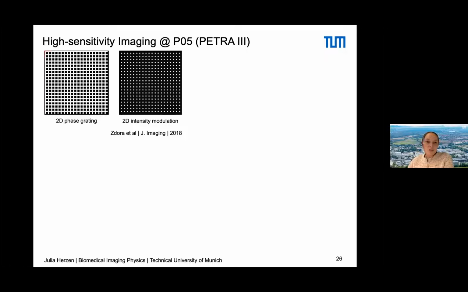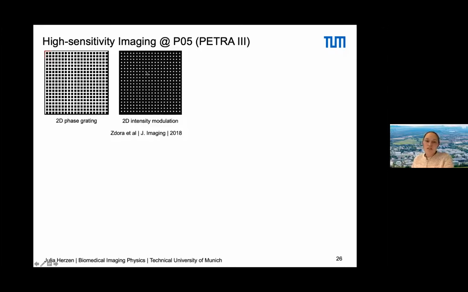What we do there is we use a 2D phase grating. I told you the grating that we normally use is a 1D structure. Now we use a 2D structure, which produces an intensity array that looks like that: dots, like a 2D dot structure.